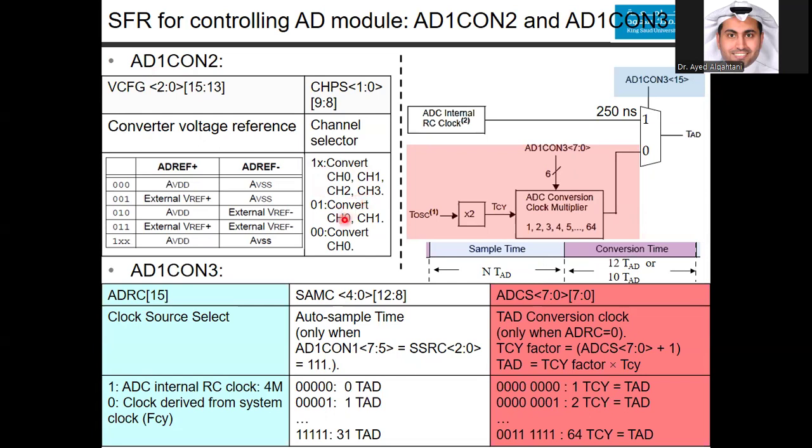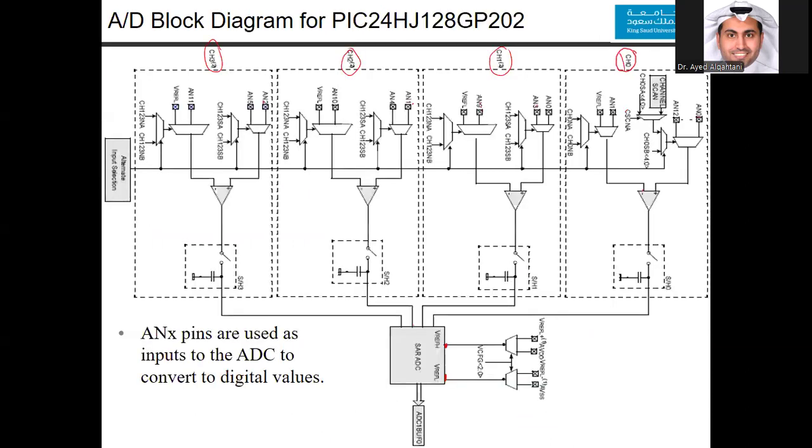Now, we usually will use in all our applications only a single channel, channel 0. So at this point, we can say that we will assume bits 8 and 9 equal to 0 and 0 for this control register. Now for the 3 bits from 13 to 15, this is the converter voltage reference. And this is actually what we talked about here in the block diagram. And we said that we will talk about it more.